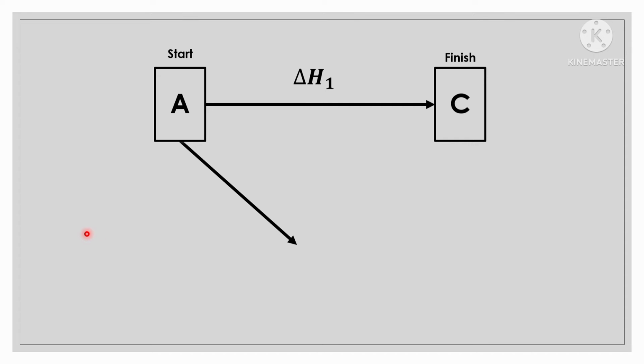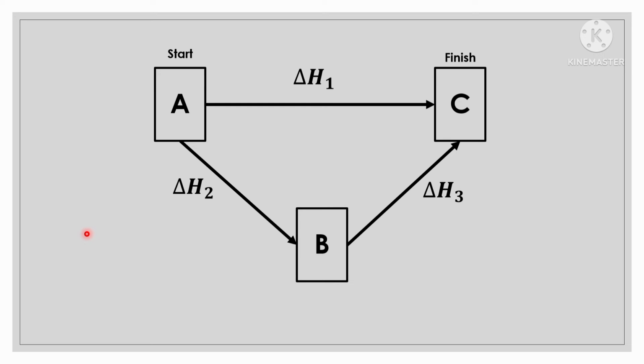So we will see the diagram. Let's say substance A forms substance C with one reaction. However, it is possible that two reactions can occur, where substance A reacts to produce substance B, and substance B reacts to produce substance C. And we have a formula like this, which is delta H1 equals delta H2 plus delta H3.